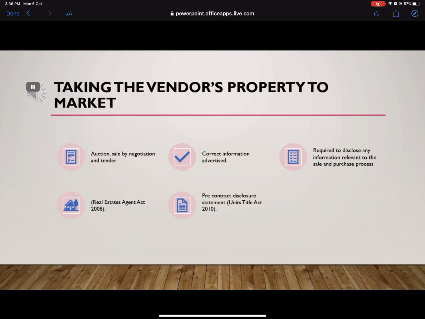A mandatory pre-contract disclosure statement is provided under the Unit Titles Act 2010. It is often a general explanation of the property and is given to prospective purchasers.